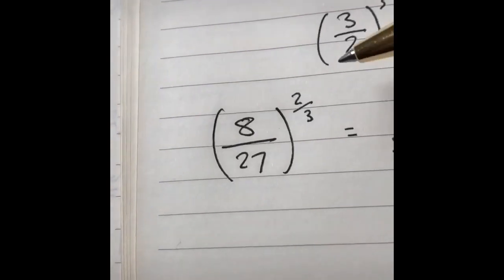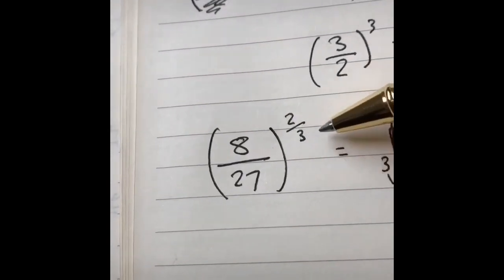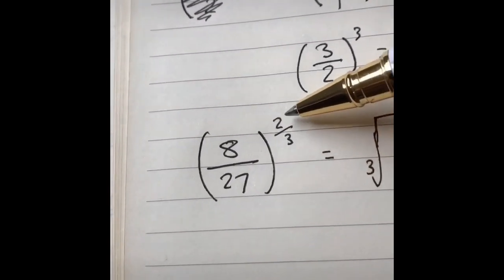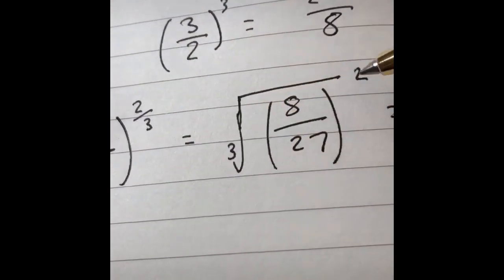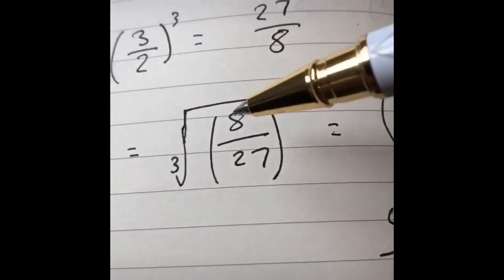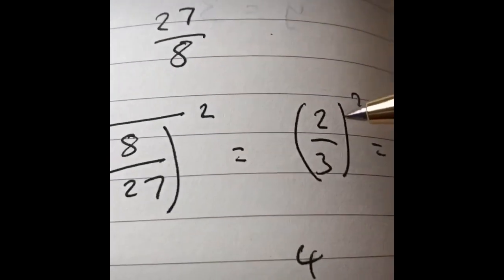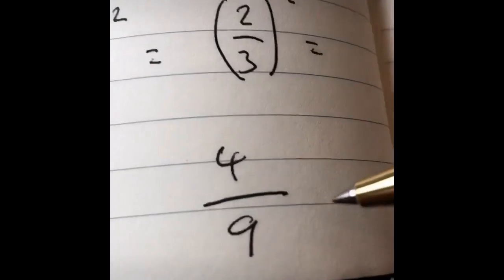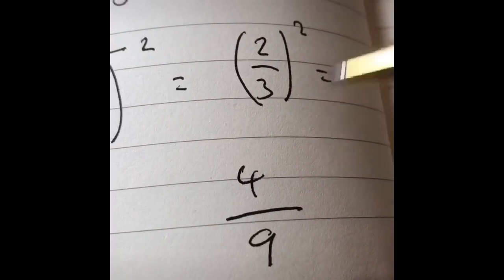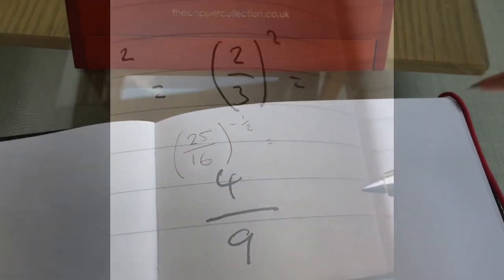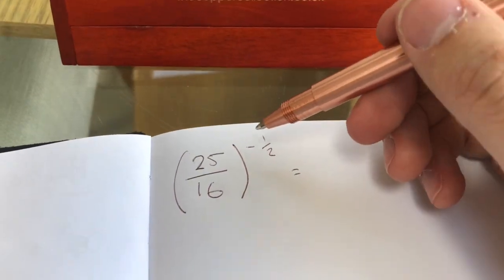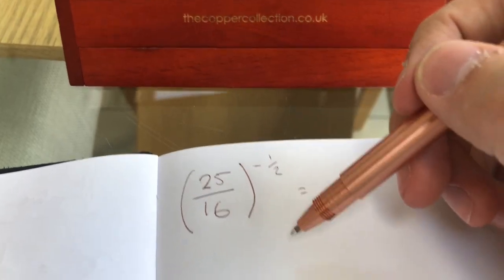So let's do another one of these dickheads. 8 over 27 to the 2/3. That's the root, that's the power. Cube root to the power of 2, cube root 8, cube root 27 separately. We get 2 over 3 squared is 4 over 9. 2 squared, 3 squared, 4, 9. Done!